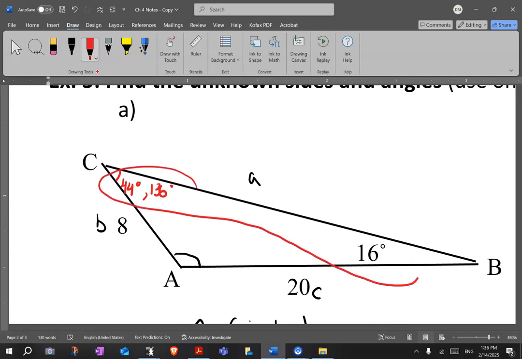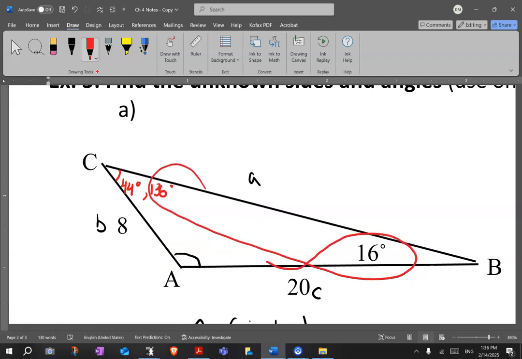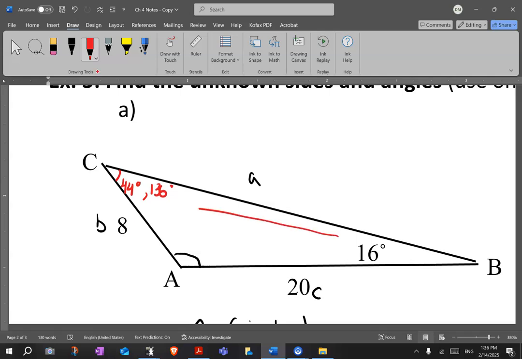So I got 44 and I got 16. So what will that be? And then I got 136 and 16. So what will that be? We need to consider that. I need to see as well, because I know that triangles need to add up to 180. Is there any other cosine law or sine law to kind of figure anything else out?